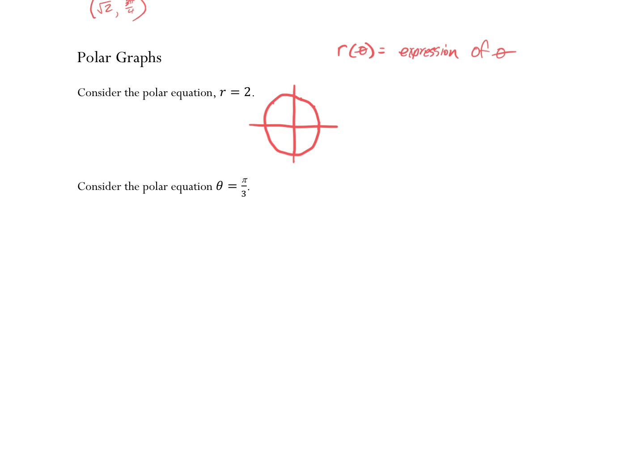Okay. Now, what about theta equals pi over 3? All the angles where no matter what the radius is, it'll be a line at pi over 3. And it can go negative because you could have a negative radius, yeah?